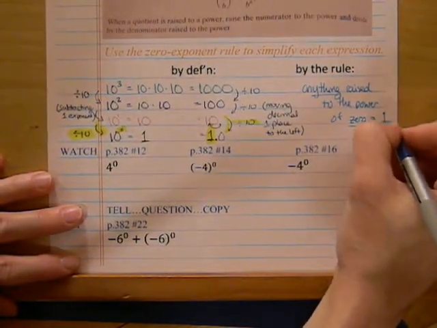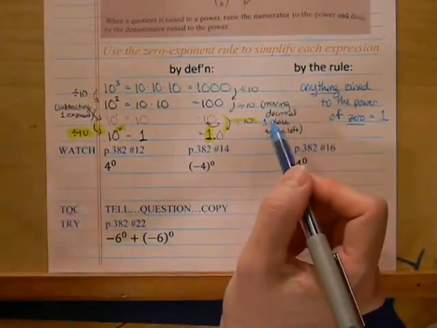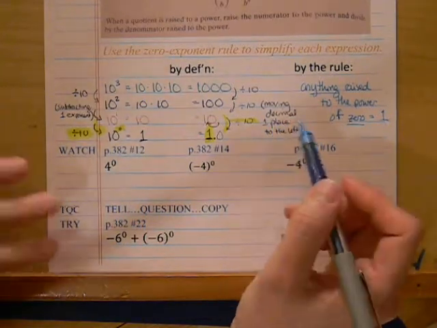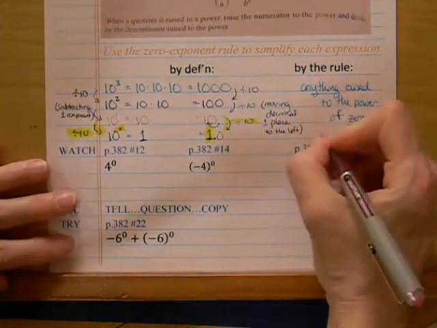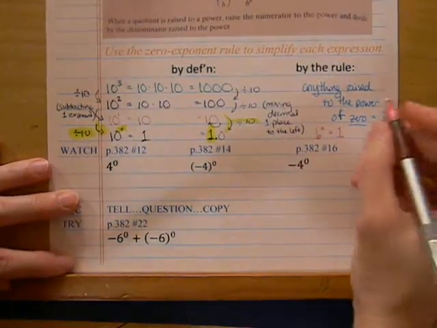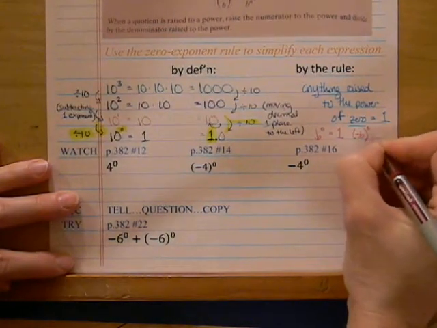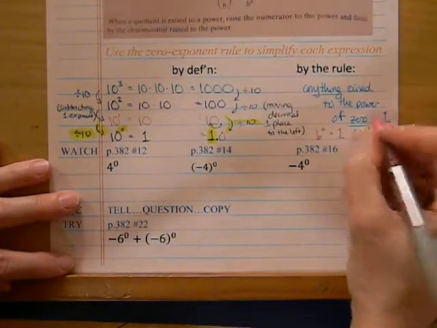Anything, whether it be a letter, a number, a decimal, anything raised to 0 equals 1. So what that means is if you had b to the 0, that would equal 1. Okay? If you had negative b raised to the 0, notice the whole thing is in parentheses, so this whole item is raised to 0, that equals 1.